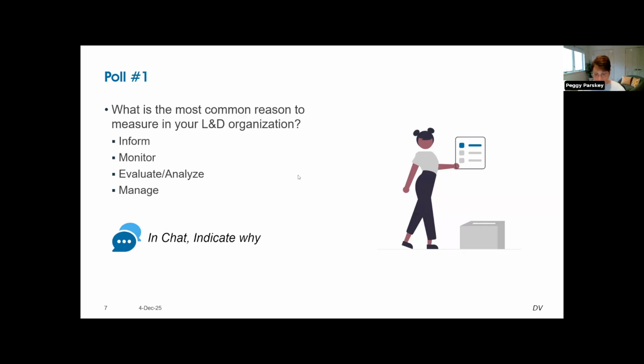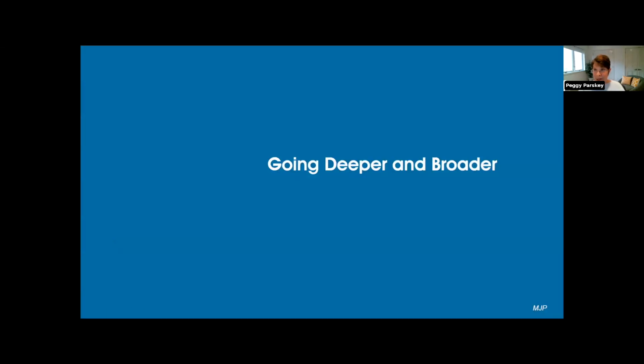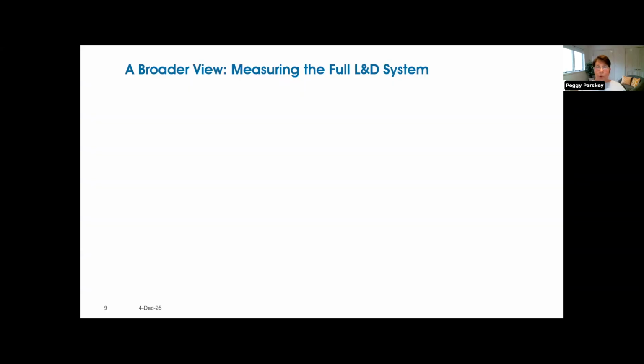So what we want to do now that we've sort of set the stage, we want to then get you to think about things a little bit differently than maybe you've thought about them before. And when we talk about measurement, we're talking about looking at the full L&D system. And it should apply to not just what we do with programs, but to the entire function. But as Dave mentioned, unfortunately, we tend to focus most of our energy on programs and on formal learning.